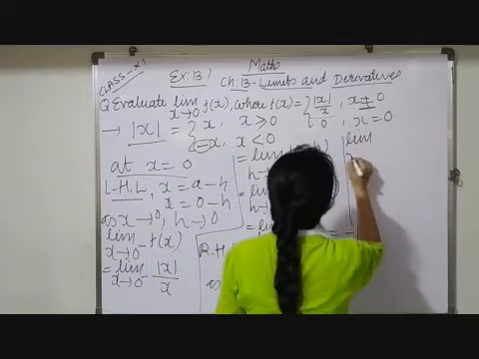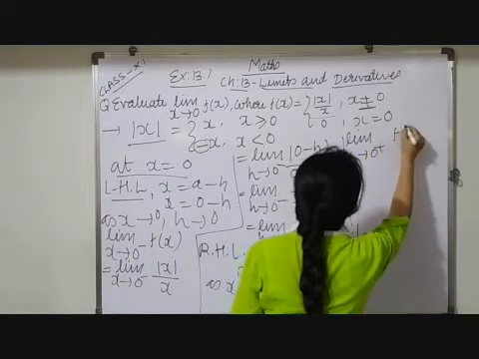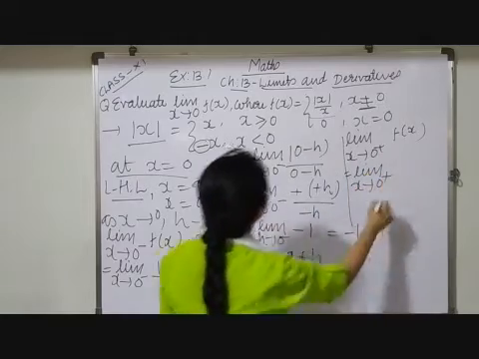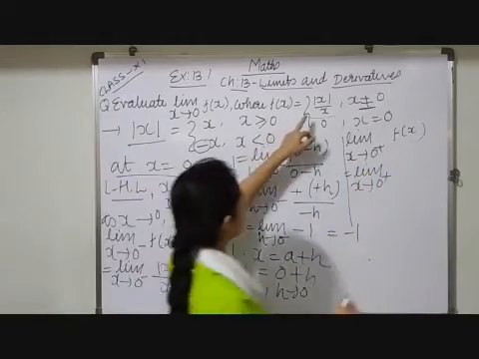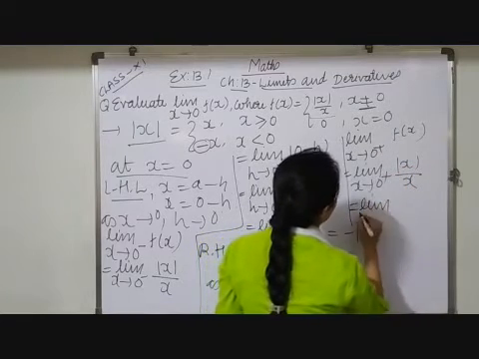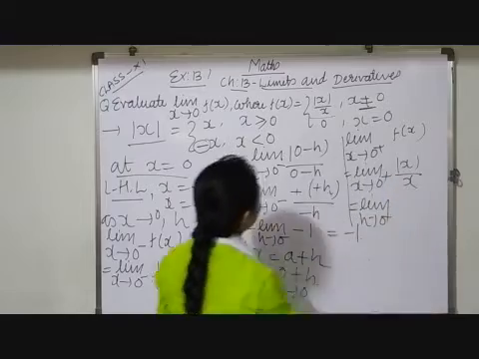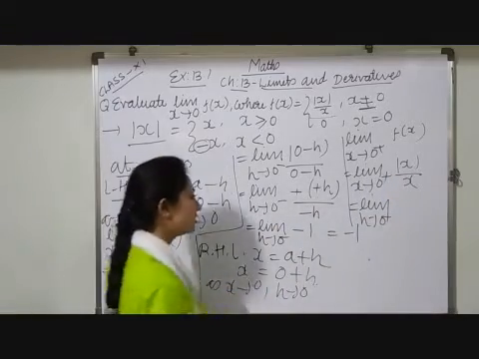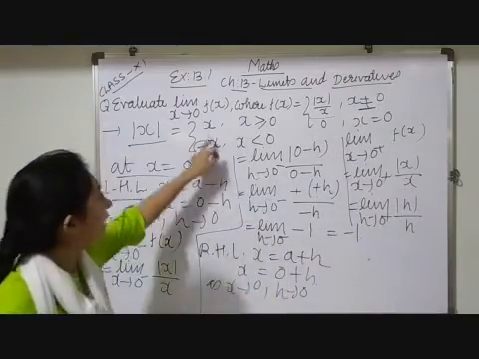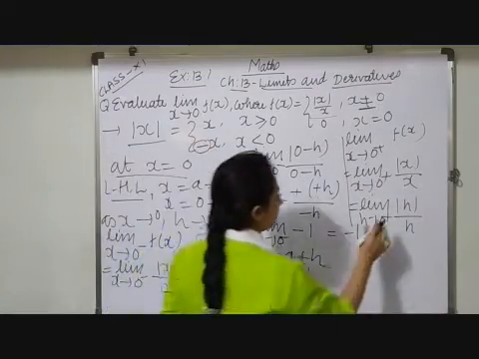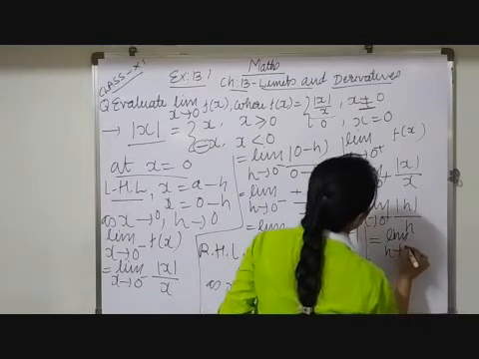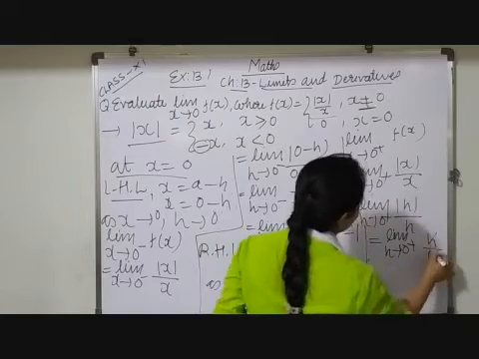So limit x tends to 0 plus f of x is equal to limit x tends to 0 plus of your function, that is modulus x upon x. Now we will convert it in terms of h. In place of x we will write 0 plus h, that is h only. So modulus h upon h. Towards the positive part it is positive only, so the sign will not change. So here we write limit h tends to 0 plus of h upon h. Both will be cancelled out.